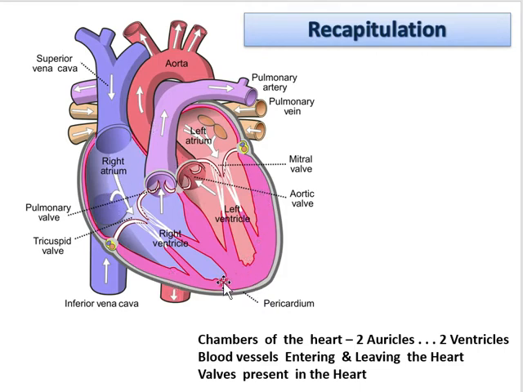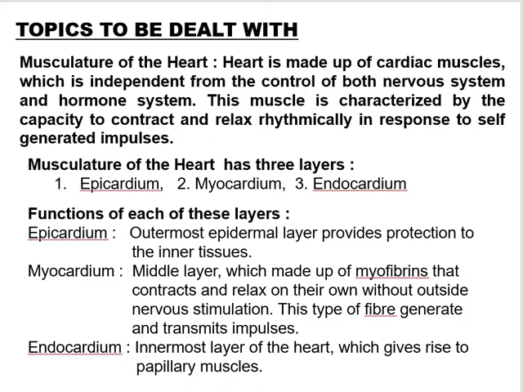In the previous PowerPoint presentation, I also told you about the muscles of the heart, how they are unequally thickened in the four chambers of the heart, the unequal thickening of the heart muscles. And you also know that the heart muscles are made up of cardiac muscles. So first we will go to the musculature of the heart. It is made up of cardiac muscles.